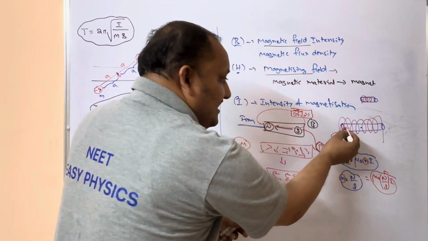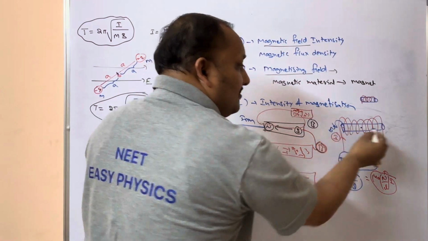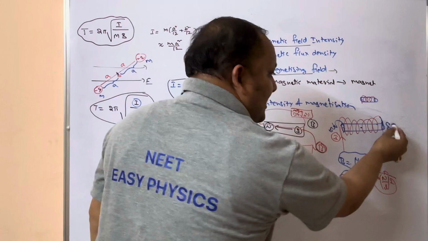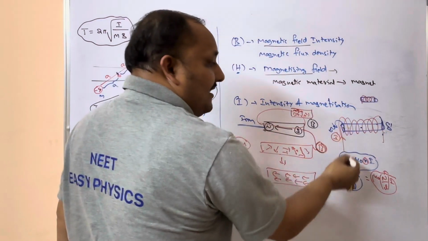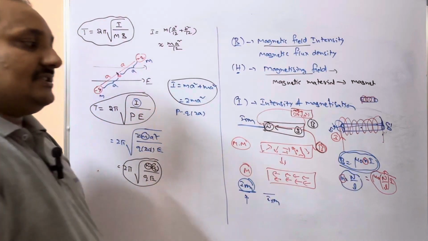Anti-clockwise means this end will be acting as which pole? Anti-clockwise means north pole. So here it should definitely be clockwise. That will be the south pole. So this solenoid is producing a magnetic field. Its direction is from south to north inside.